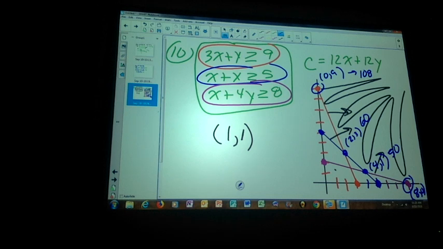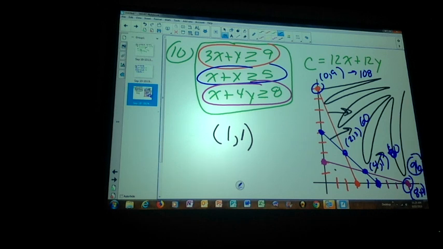4 times 8 is 48, plus 12, 60. Right? Yeah, I forgot to carry the 1. All right, and then 8 times 12 is, excuse me, 96.